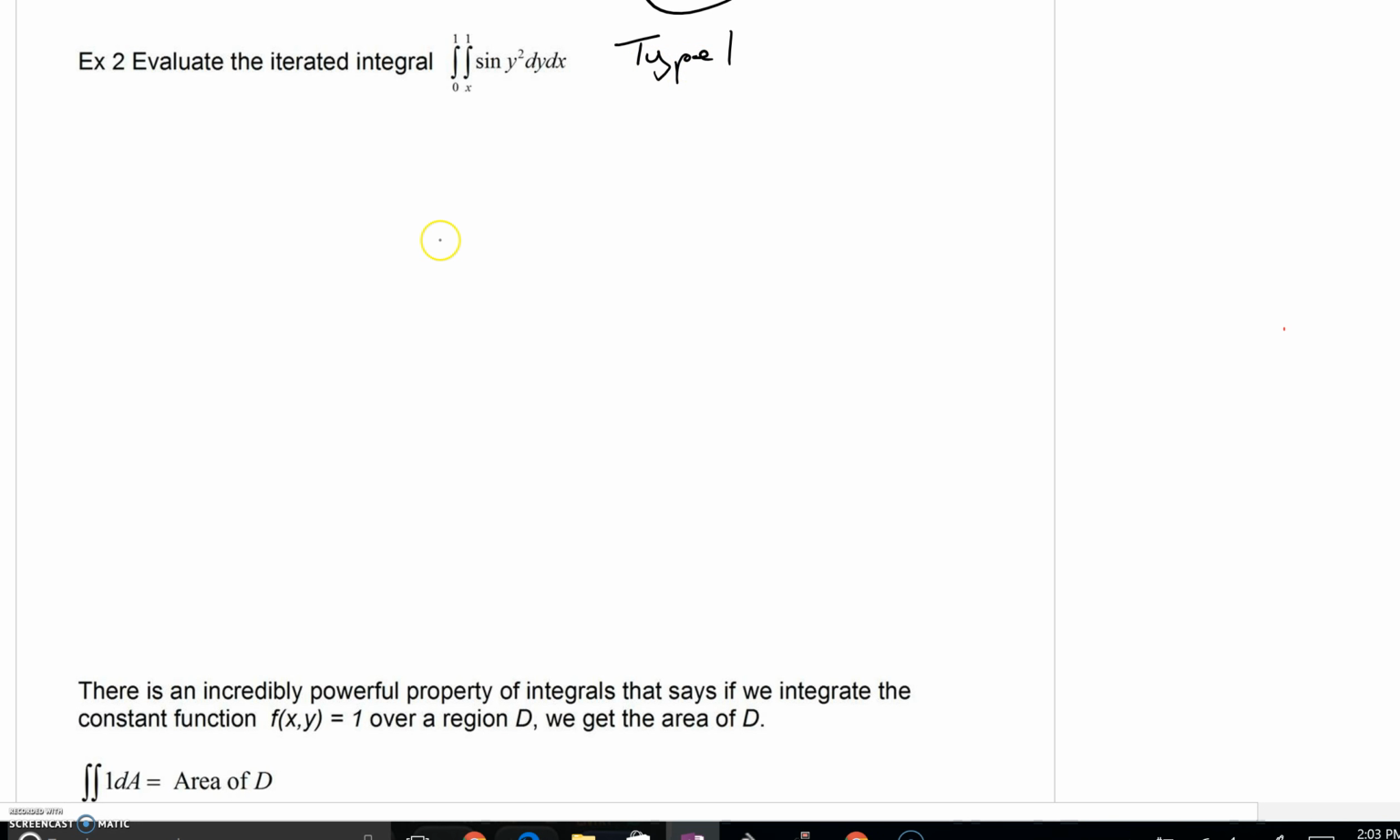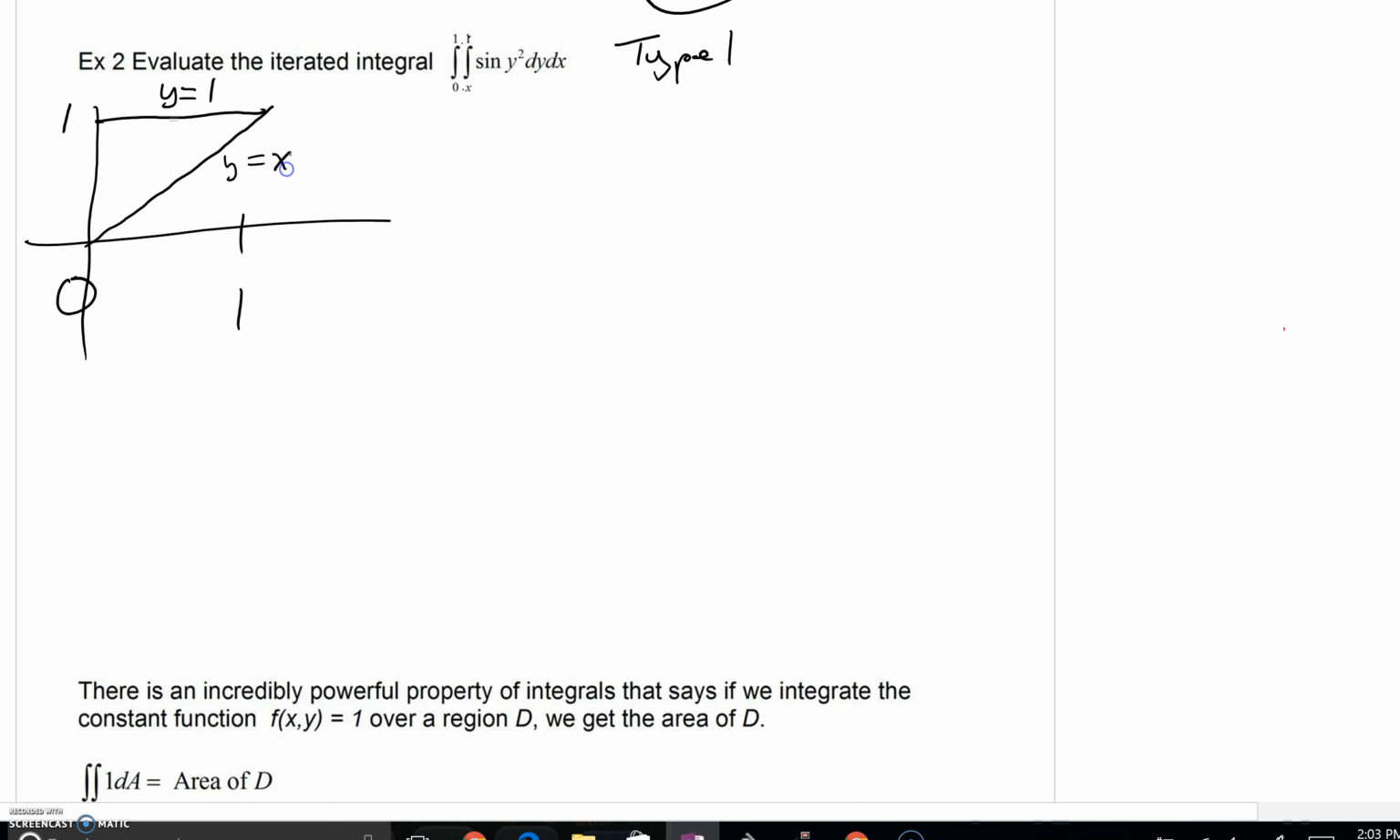It is a type 1 region. Our x boundaries, of course, are going to be going between 0 and 1. And for our y, we have an upper bound of y equals 1, and then a lower bound of y equals x. And of course, as we look at this region, as if we were integrating this, the problem is in regard to taking our antiderivative.